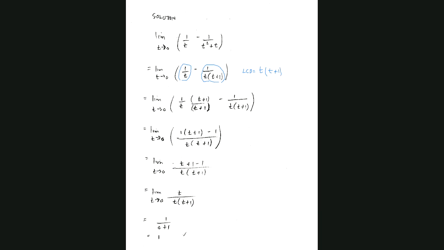Okay. So let me go ahead then and multiply the 1 over t by t plus 1 over t plus 1, because the second fraction has the common denominator. And so now we can combine the two fractions.